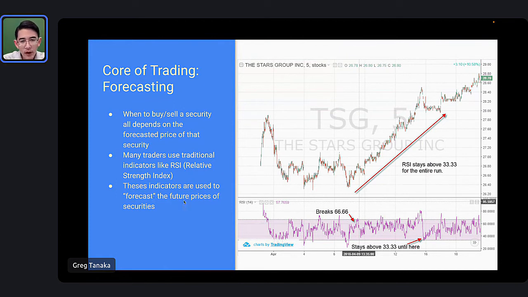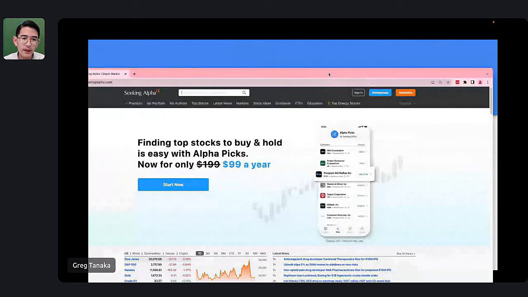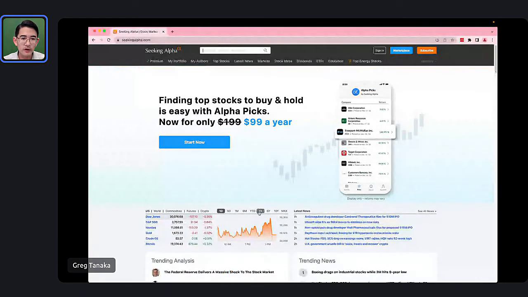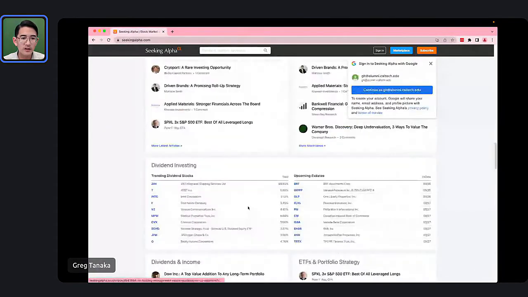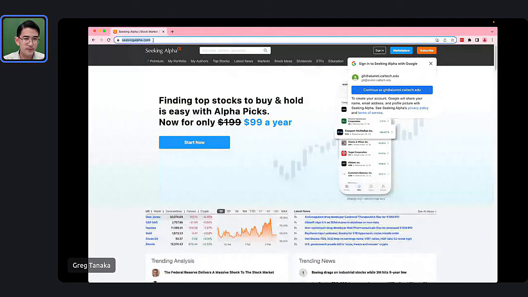Now, the main problem with traditional indicators is that a lot of the trading on the stock market, 80% of it, is algorithmic. There's a really great website out there called Seeking Alpha. Let me show you guys that website, Seeking Alpha. It has a bunch of great news about different stocks and investment strategies. And I'll drop this into the chat here.